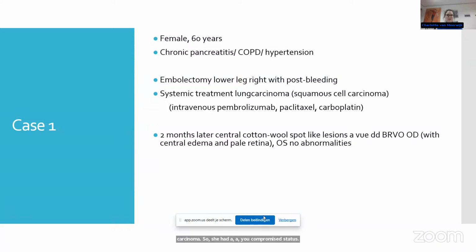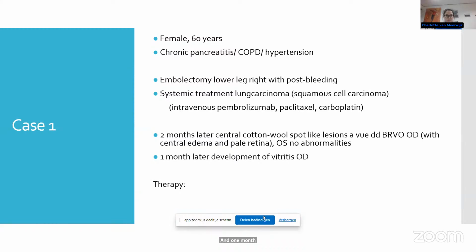Two months later, after starting her systemic therapy, she developed central cotton ball-like spots only in her right eye, with the diagnosis of BRVO by colleagues of ours. She also had a central edema and a pale retina. Her left eye was totally normal and her vision was also good. One month later, she developed vitritis in her right eye.